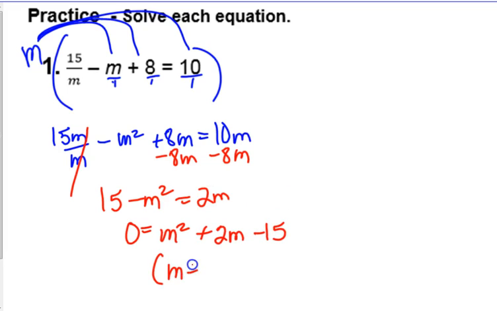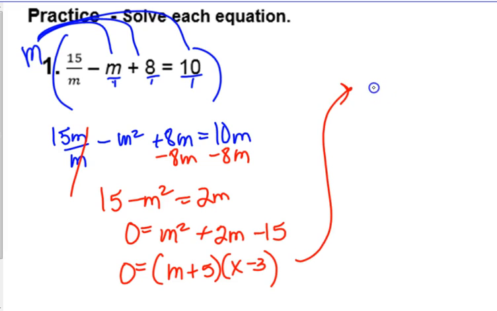Then it factors m plus 5, m minus 3. See if that checks. If I foil that back together, I do get a 2m in the middle and a negative 15 at the back. Right. If I set those equal to 0, I have m equals negative 5 or 3. Neither of which is going to make the denominator 0, so they should both check.